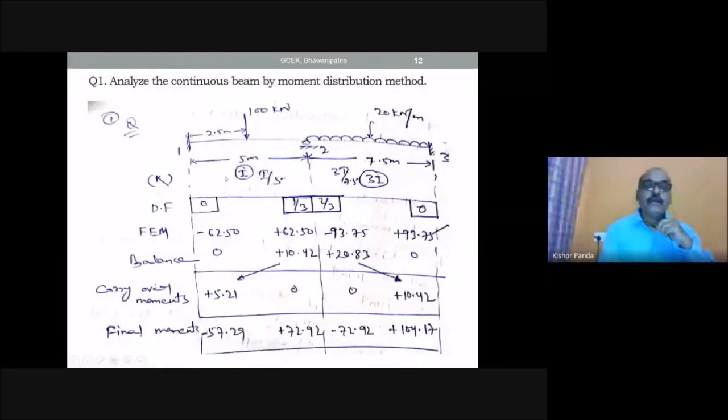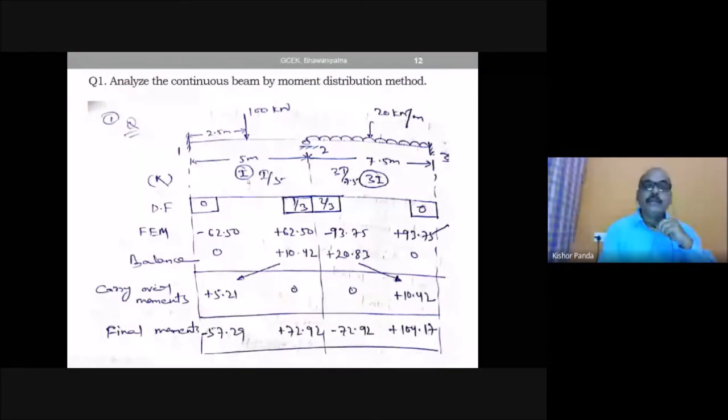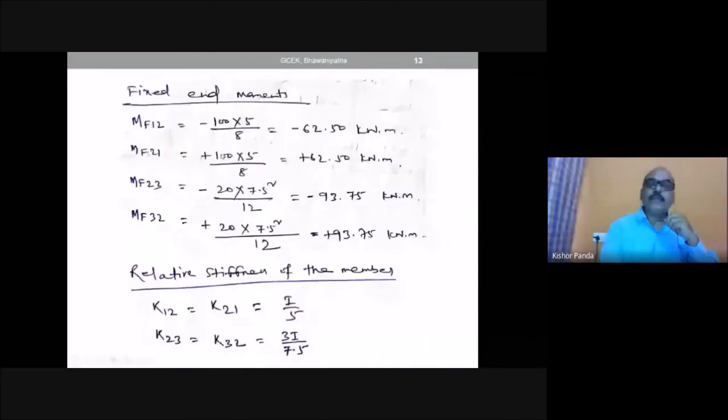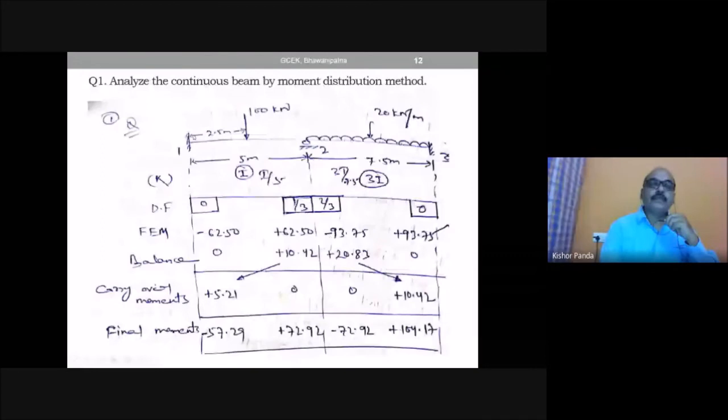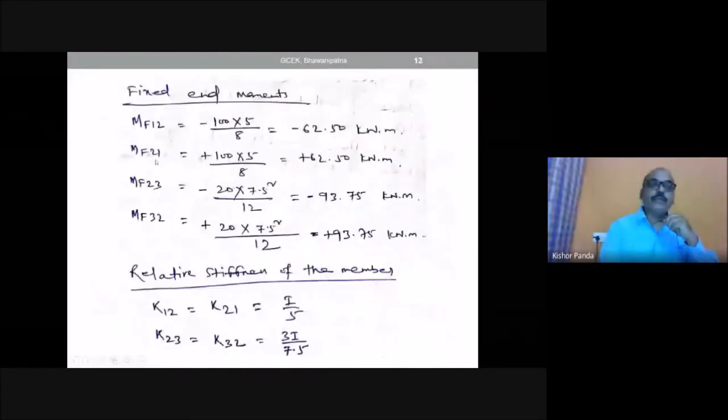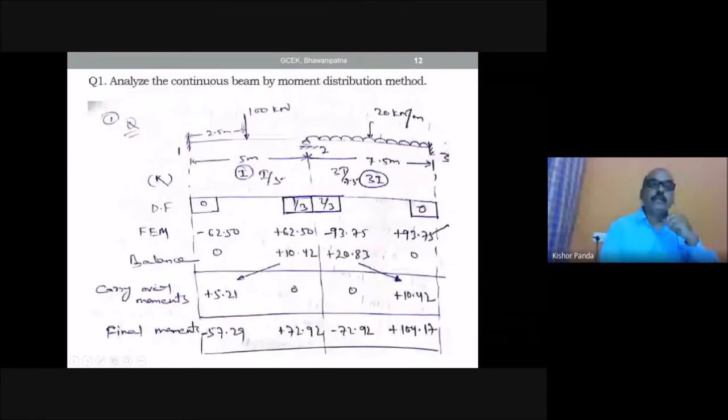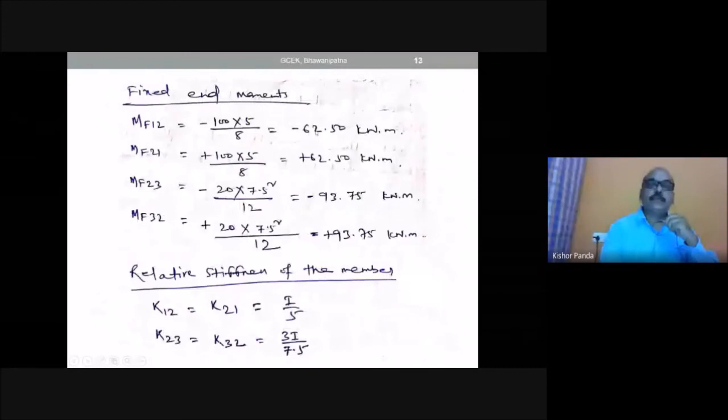The moment of inertia for span 1-2 is given as I, and for span 2-3 is given as 3I. So first you have to find the fixed end moments by assuming all ends are fixed. These are the fixed end moments: MF12, MF21, MF23, MF32. Here you see the fixed end moment. This is the load at the midpoint. So what is the moment here? You know already from the slope deflection method: MF12 is minus 100 into 5 by 8, which is minus 62.50 kilonewton meter.